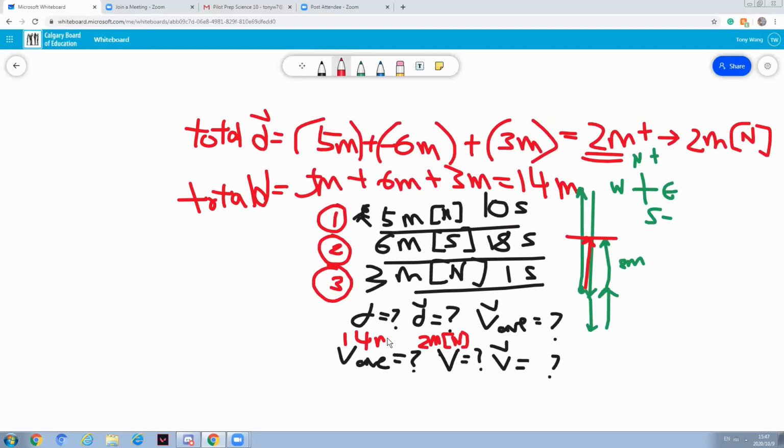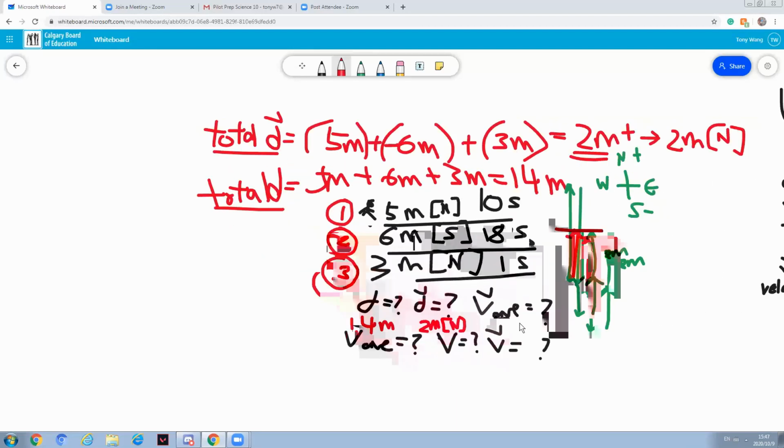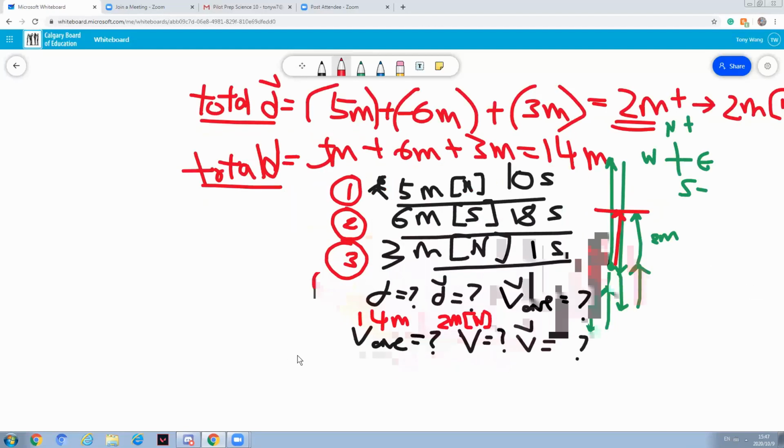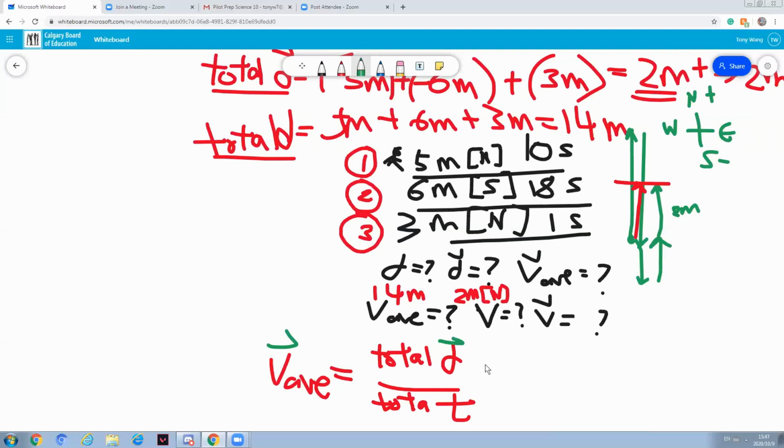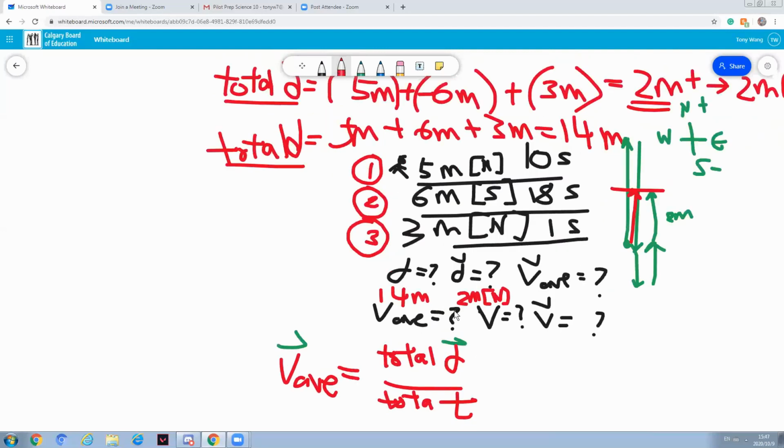So knowing that this is the total distance and knowing that this is the total displacement, how would you find his average velocity and his average speed? How do you think we would go about finding that? A reminder that the formula of those two is that average speed is total distance over total time, and average velocity is total displacement over total time. So using this formula, how do you think we should go about finding these two values?